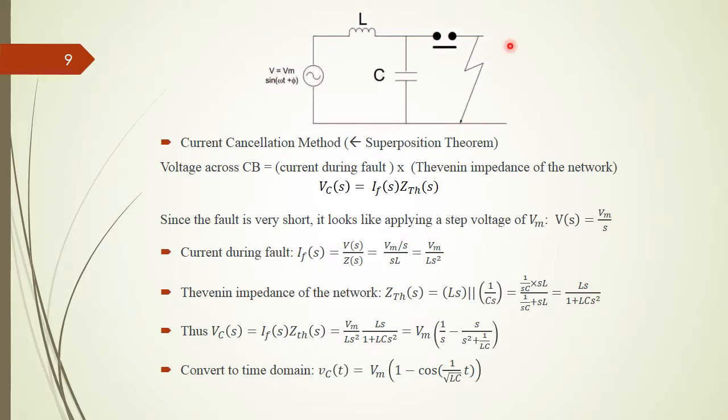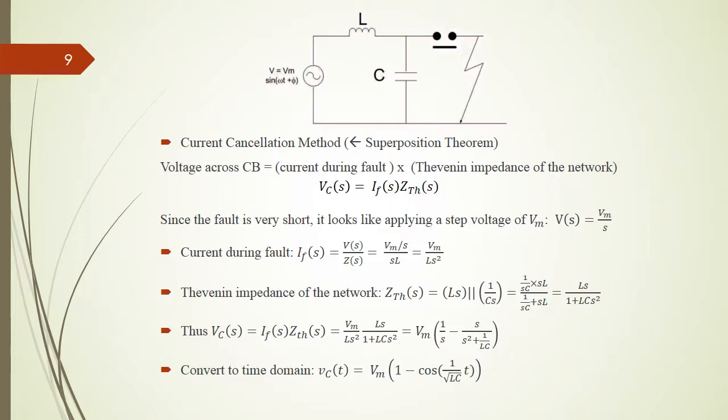So let's have a closer look at our circuitry. The fault occurs here, and we can use the current cancellation method, which is a kind of superposition theorem, to figure out the voltage across the capacitor here. The result is quite simple. The result of the method says that the voltage across the circuit breaker will equal the current during fault multiplied by the Thevenin impedance of the network looking from this side. So VC equals IF times Z Thevenin, like this.